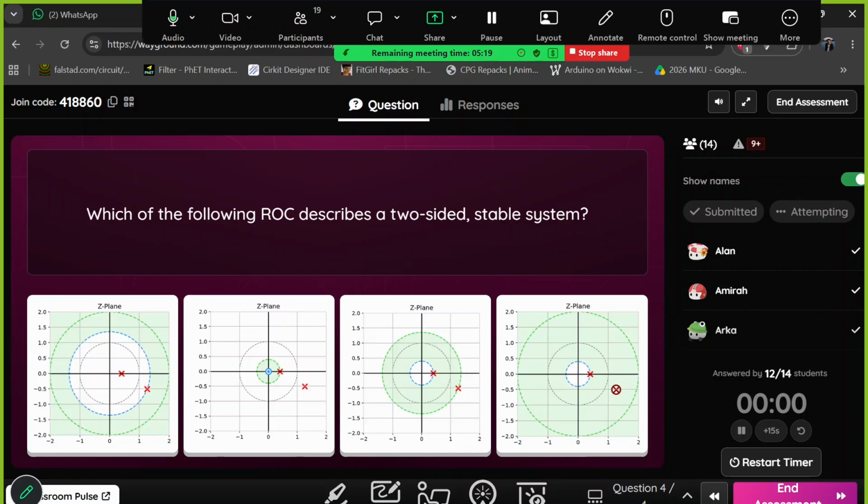If you see the requirement for a system to be stable, you should already know that we are talking about the ROC that includes the unit circle. If we are talking about a two-sided system or two-sided signal, you should already have in your head that the ROC should form a ring. Just as simple as that.